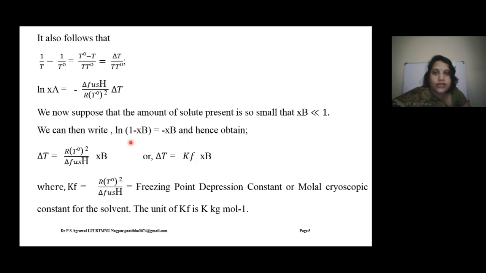What is this Kf? Kf is nothing but this factor. Freezing point depression constant, or it is known as molar cryoscopic constant, Kf. It has the unit of this. Now this delta T gives the magnitude of reduction of freezing point for the solution. Now delta heat of fusion and T0 are the properties of the solvent. So the freezing point depression property is independent of the solute, and it is a property based solely on the nature of the solvent only.